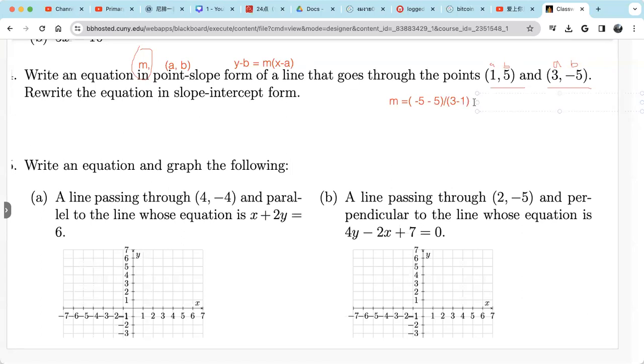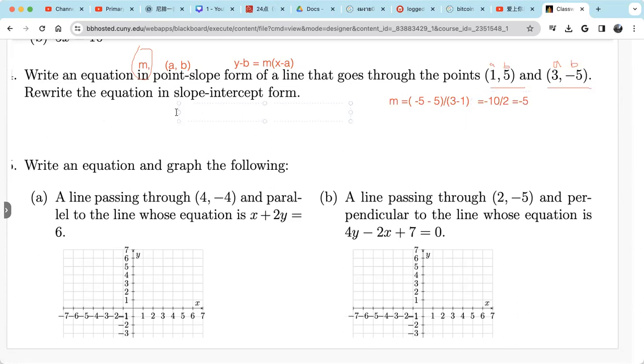Right, you could call one first point, the other one second point. -5 minus 5, that's -10. Then divided by 3 minus 1, that's 2. -10 divided by 2, that's -5. So the slope equals -5.